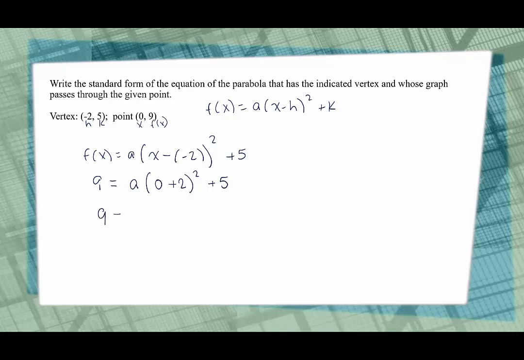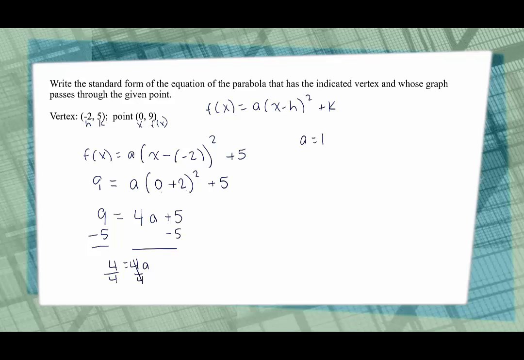Okay, so now we want to get a by itself. Let's see, we have some cleanup to do here. We have 0 plus 2 is 2, 2 squared is 4. I'm going to move that to the front of a. 4a plus 5. Let's subtract 5 from both sides. We get 4 is equal to 4a. Divide both sides by 4. And whoop, we get a is equal to 1.